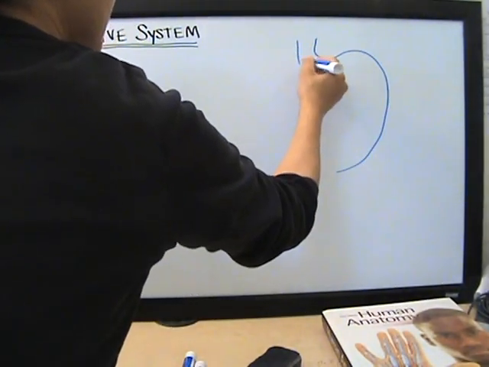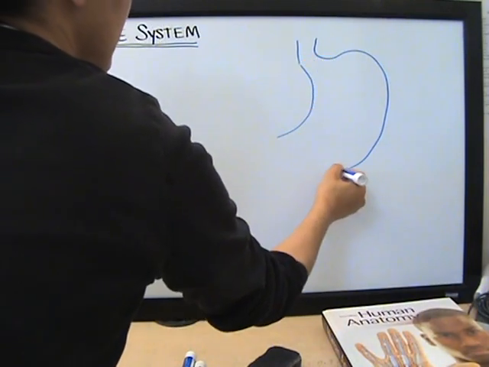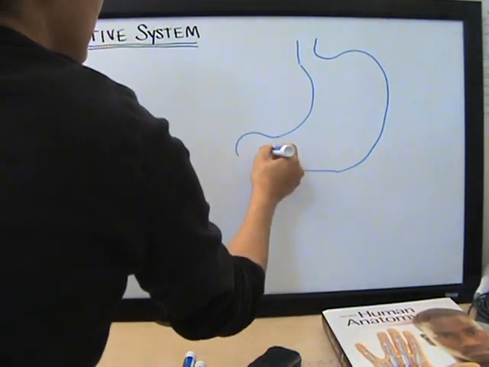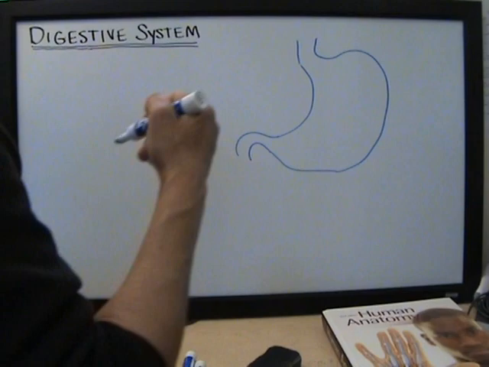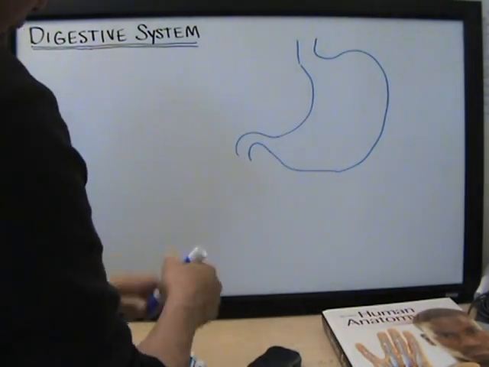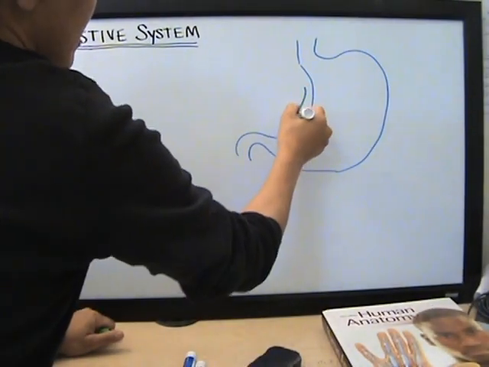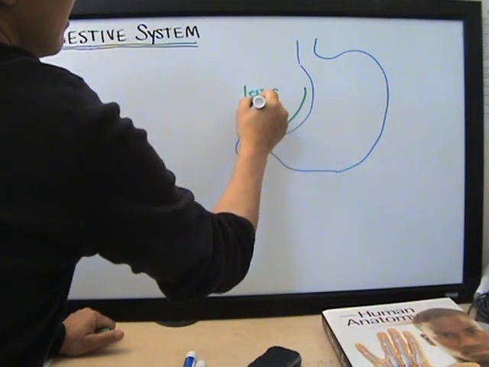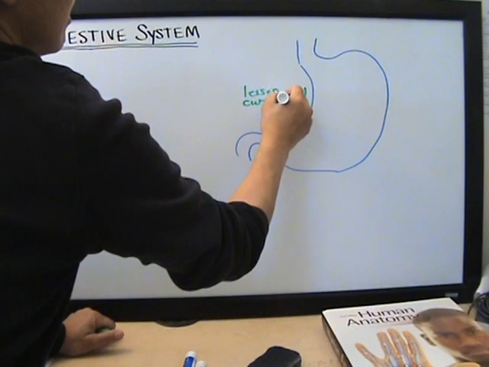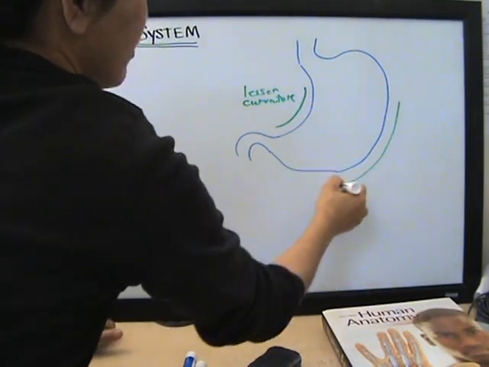It's a J-shaped organ, like that, and I'll point out just a few parts to it. This region here is called the lesser curvature. And over here is the greater curvature.